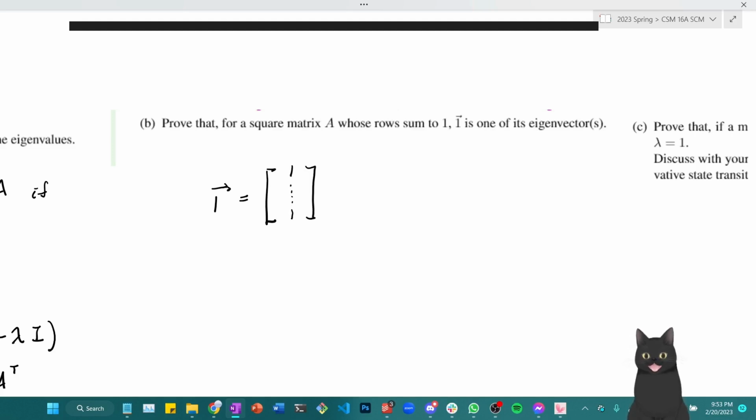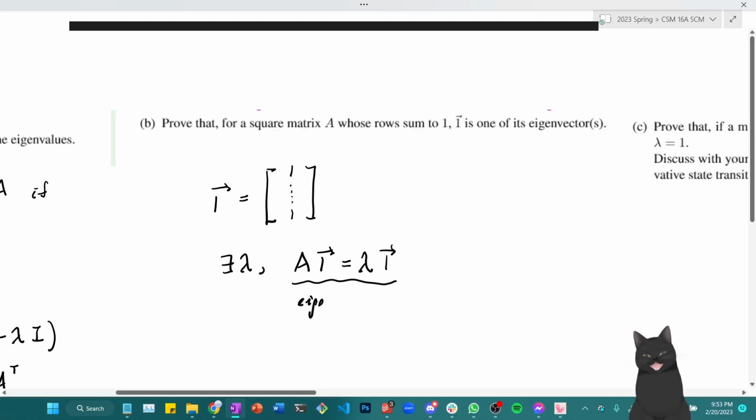So let's first remember that if one vector is indeed an eigenvector, then there must exist a lambda such that A times the vector 1 is equal to lambda times the vector 1, and that is because this is the definition of eigenvalues and eigenvectors.